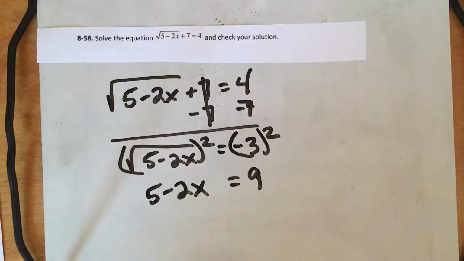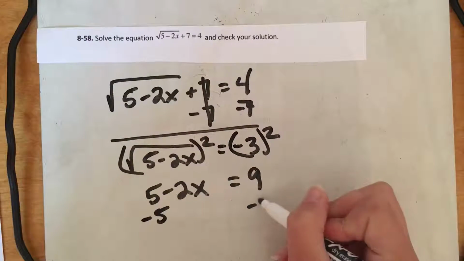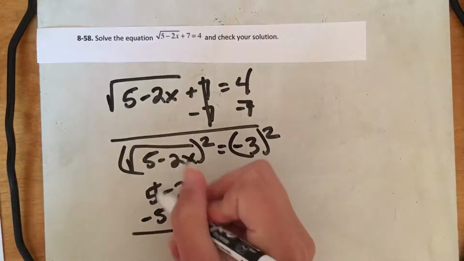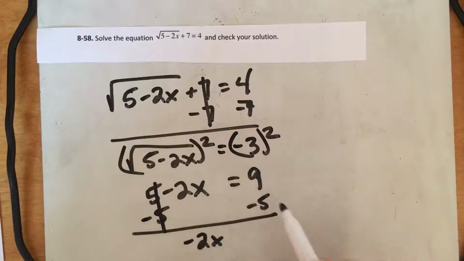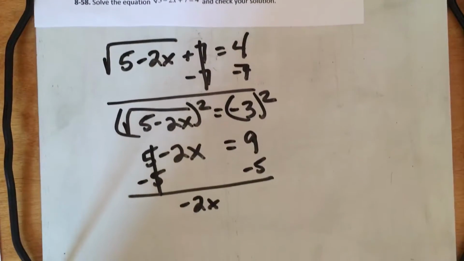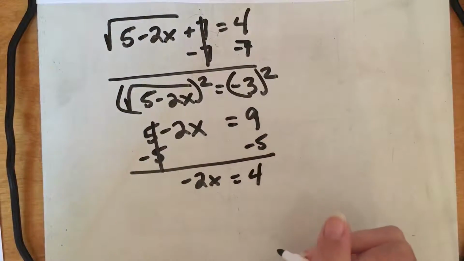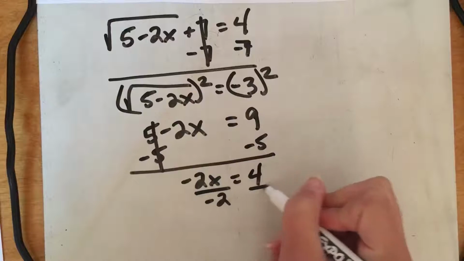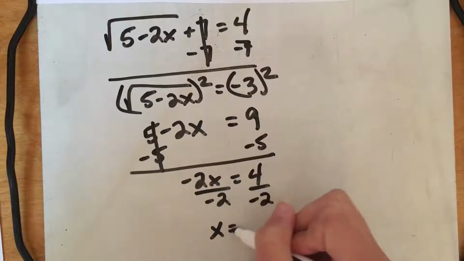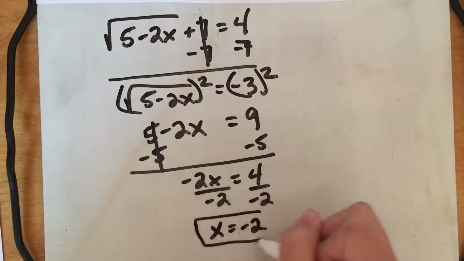Okay. So we need to get x by itself. So now we don't have any weird parentheses or fractions or square root signs to deal with. So we're just going to isolate this x by minus 5 on both sides. So I'll have minus 2x. Make sure you carry down that minus sign right there. A lot of people forget that. And then this equals positive 4. Divide both sides by negative 2. And I get x equals negative 2 is our answer.